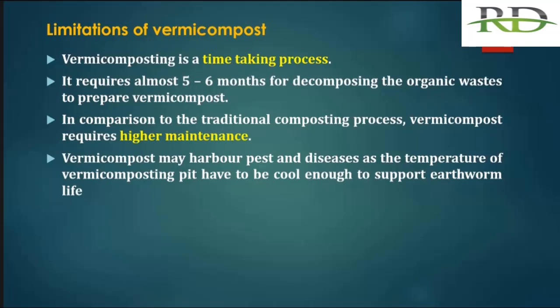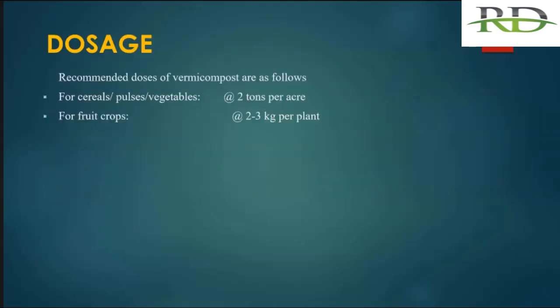So after preparation of vermicompost, we use it in general for cereal, pulses, and vegetable crops at the rate of 2 tons per acre. In case of fruit crops, we can use 2 to 3 kg per plant. If it is more than 3-year-old fruit crops, we can use 2 to 3 kg per plant in general.